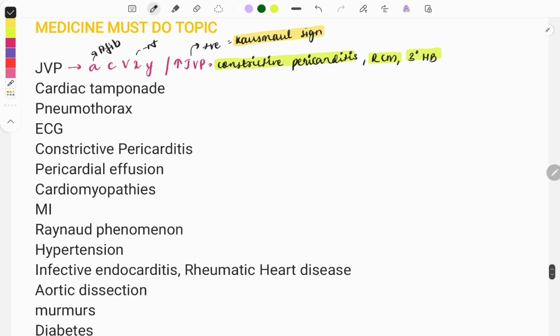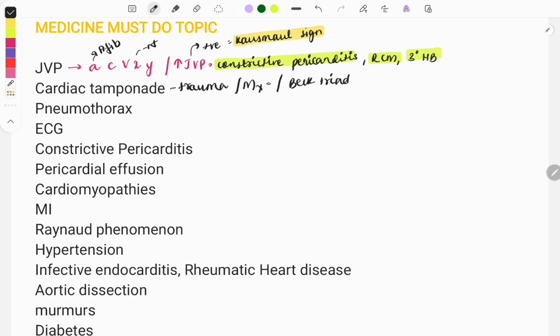Then moving on to the cardiac tamponade. It is a condition in which, due to trauma or due to an iatrogenic effect, there is accumulation of blood around the heart, that is in the pericardium. So questions are repeatedly asked on its management. And also we can see a Beck's triad in this.